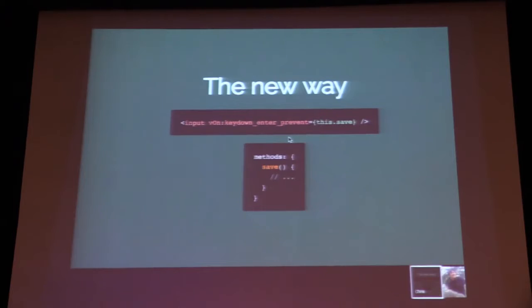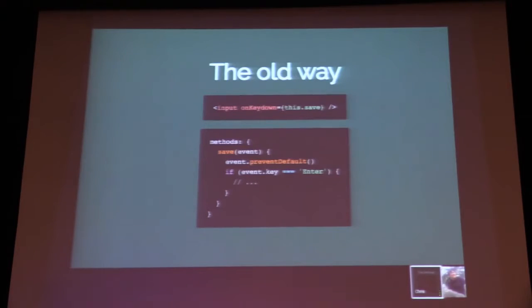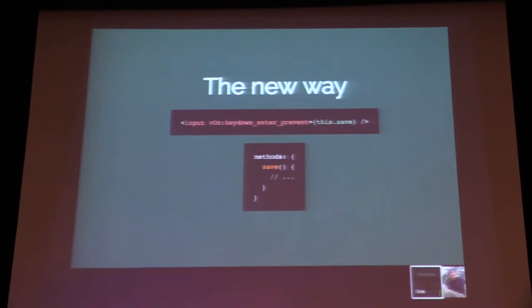But this can much simplify some of your methods, like save, which really should not know anything about where it's being called from. It shouldn't have to worry about preventing default. It shouldn't have to worry about the enter key. That's specific to this event right here. So now you can use save in other contexts and not have to worry about passing an event or handling cases where it's not passed an event.